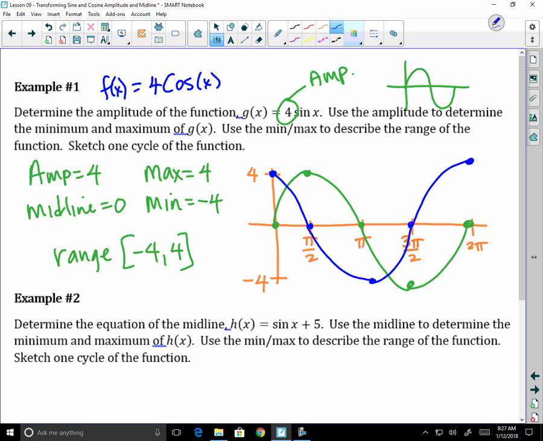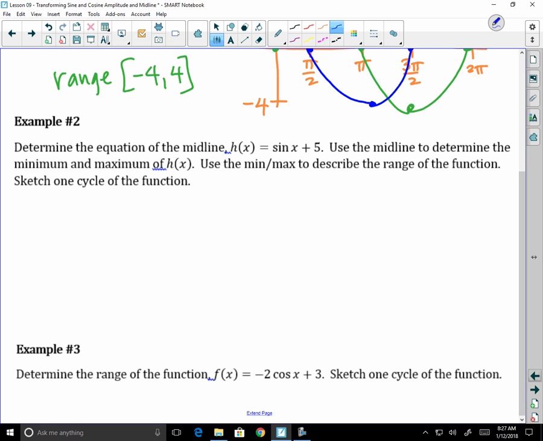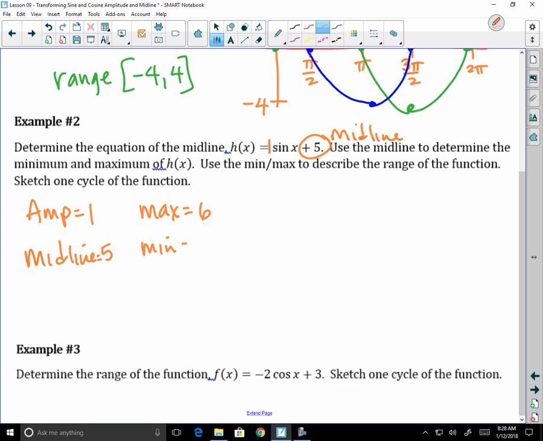So let's take a look at number 2. Number 2 says the sine of x plus 5. In this case, this is the midline. There's a 1 in front of sine, so I know the amplitude is 1, and the midline is 5. If I know the amplitude and midline, I should be able to figure out the max and min. Max is the midline plus the amplitude, so that's 6. The minimum is the midline and then go down 1, so that would be 4. Meaning the range of this function is from 4 to 6.